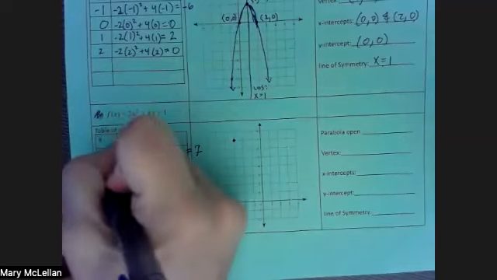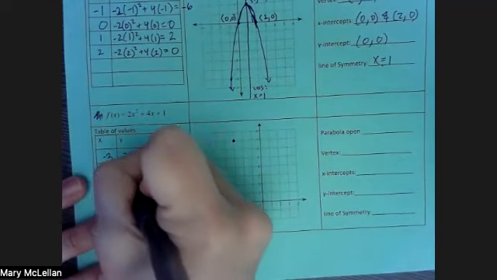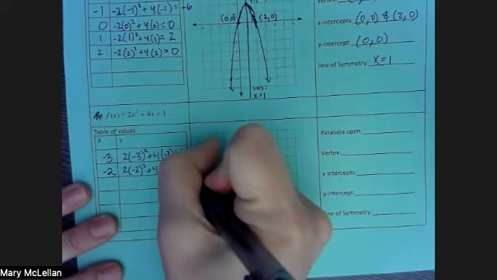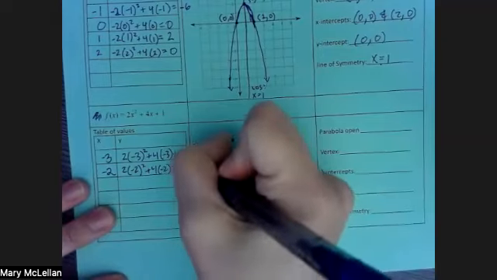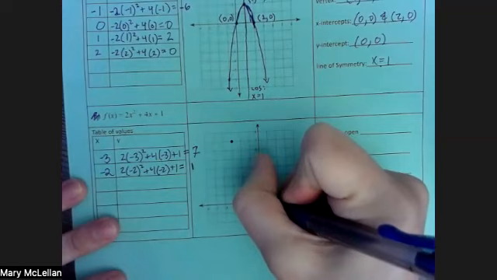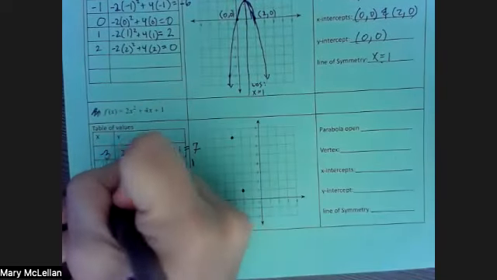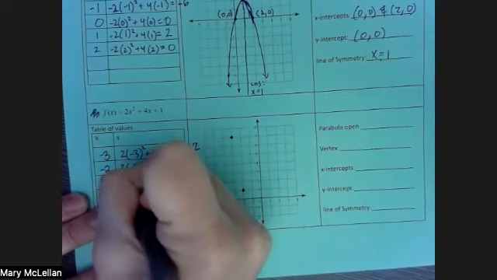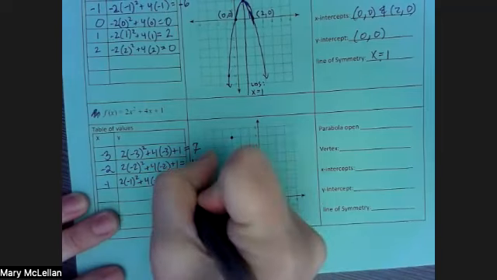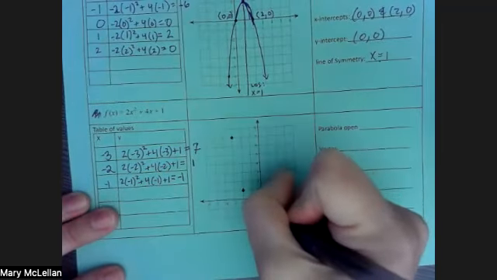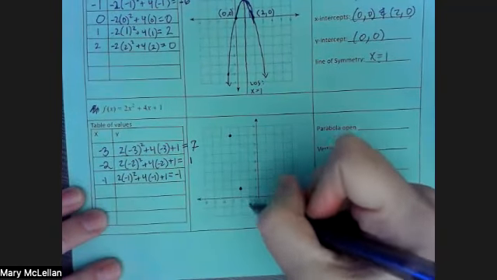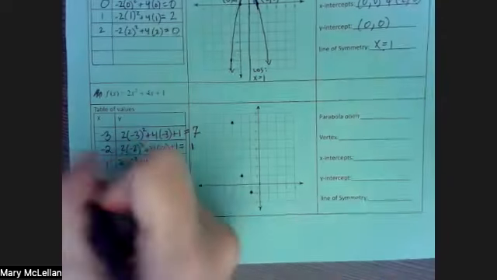Next, -2. 2 times -2 squared plus 4 times -2 plus 1 equals, I throw that in, I get 1. -2, 1. There's that. -1, I throw that in, 2 times -1 squared plus 4 times -1 plus 1. I get back -1 right here. Oh, look, it looks like I'm going to have x-intercepts that are not whole numbers. I'll need to do some estimating this time.